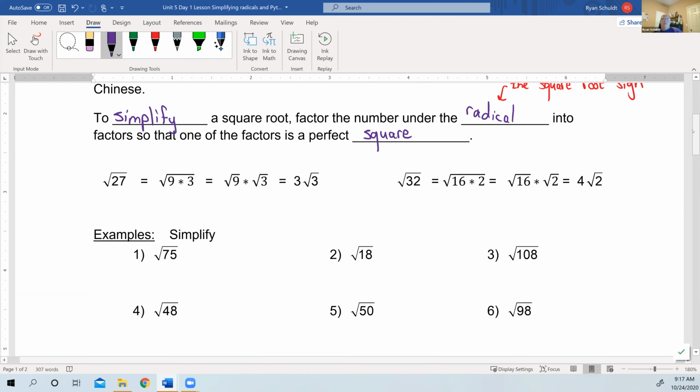Okay, so here they said we want to do the square root of 27. Okay, fair enough. Well, 27 is equal to 9 times 3. 9 is a perfect square. So once we factor it, then we multiply it here. The square root of 9 is 3. So this becomes 3 square roots of 3.